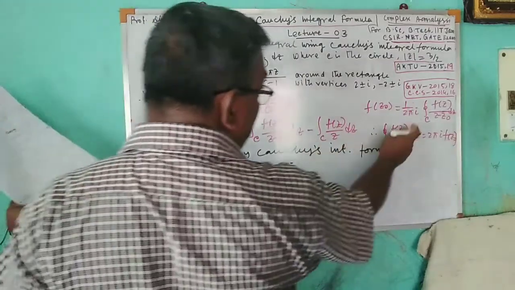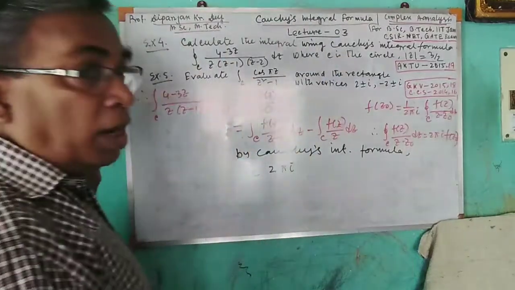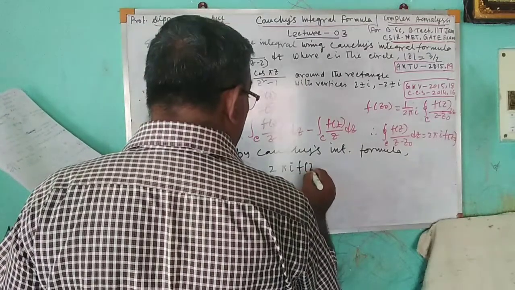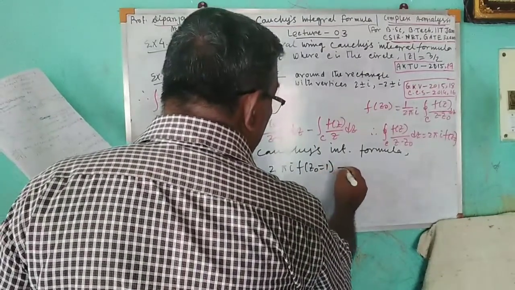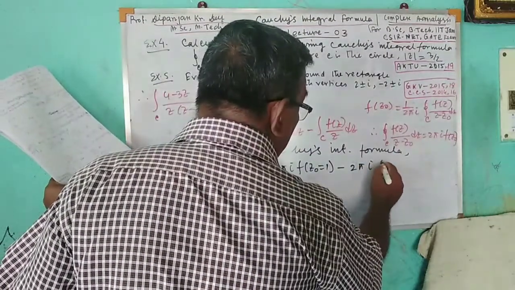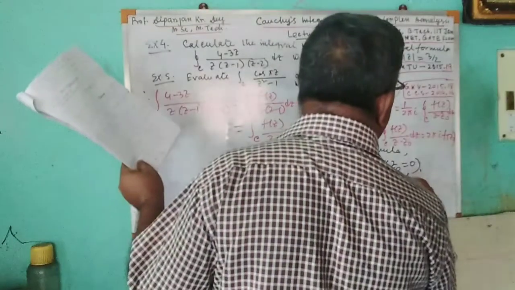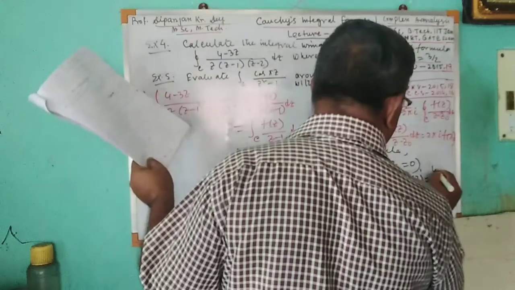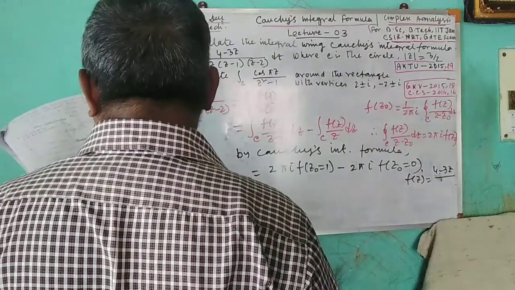So this integration is equal to, what is the formula? 2 pi i into f of z0 equal to 1, minus 2 pi i into f of z0 equal to 0, where f(z) equals (4 minus 3z) by (z minus 2).